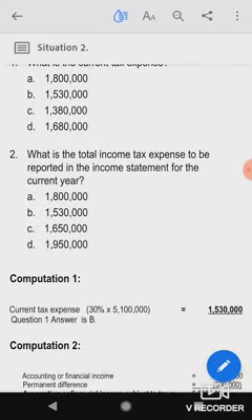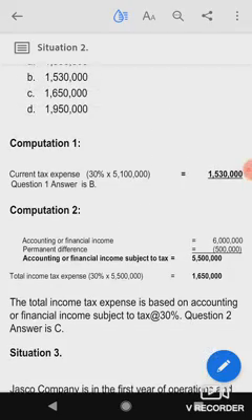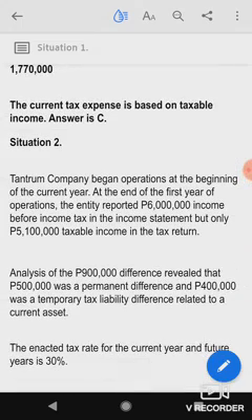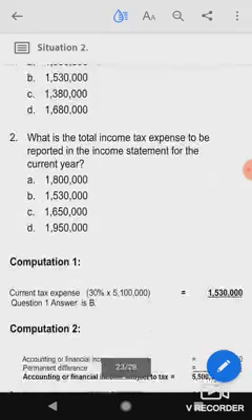The second is, what is the total income tax expense to be reported in the income statement for the current year? So how to compute: we start with the accounting and financial income, which is 6 million. The difference between the accounting income and the taxable income is 900,000. Out of 900,000, there is a permanent difference of 500,000 and a temporary taxable difference, which is because of a current asset, of 400,000.